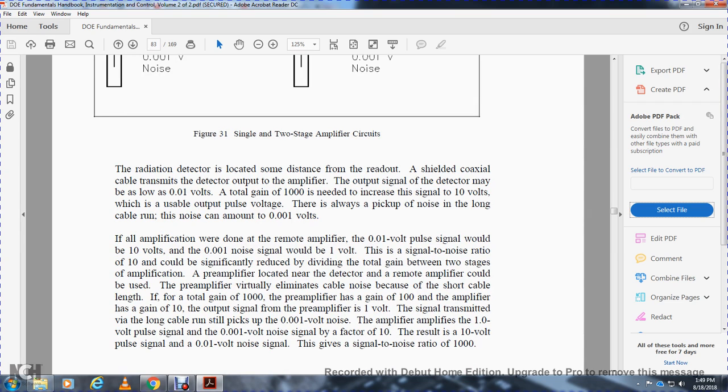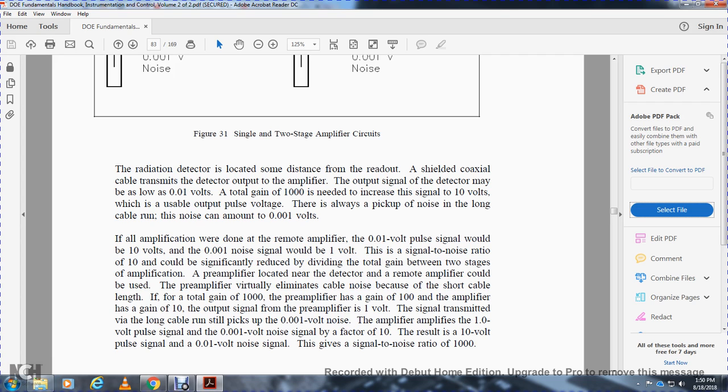Signal voltage, cable, amplifier, noise. The radiation detector is located some distance from the readout, with a shielded coax cable used to transmit the detector output to the amplifier. The output signal of the detector may be as low as 1/100 of a volt; a gain of 1000 would increase the signal to 10 volts, which is an unusable output pulse voltage. The cable always picks up noise along its run. The noise can amount to 1/1000 of a volt. With amplification done at the remote amplifier, the 1/100 volt pulse signal would be 10 volts and the 1/1000 volt noise would be 1 volt.